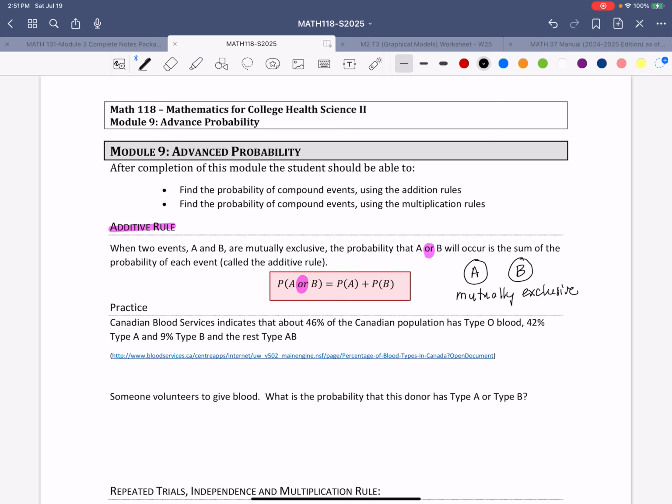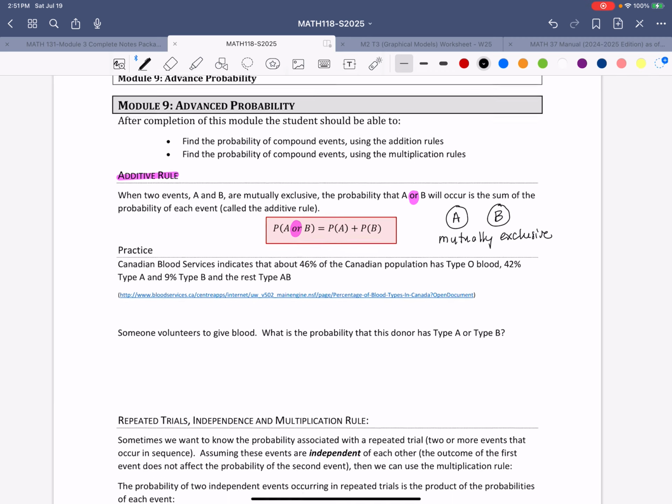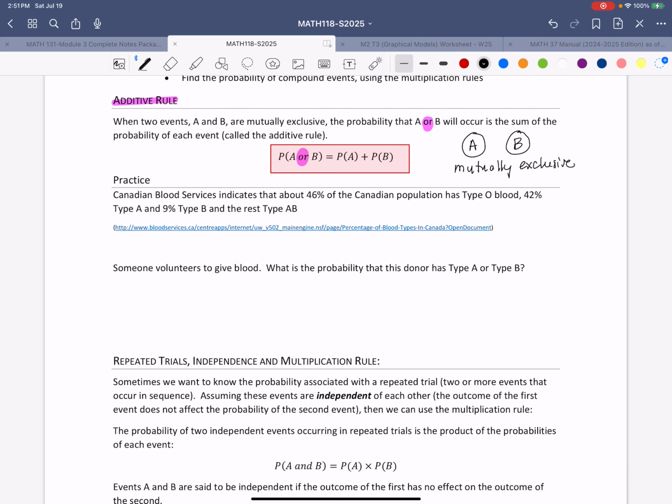Okay, so let's do practice. We've already been working with this data in the earlier module, the Canadian Blood Services. We know that 46% of Canadians have O, 42% have A, and 9% have B. And then we also did the work previously to find out how many have type AB. So if we look at this question, it says, someone volunteers to give blood. What is the probability that this donor has type A or type B?